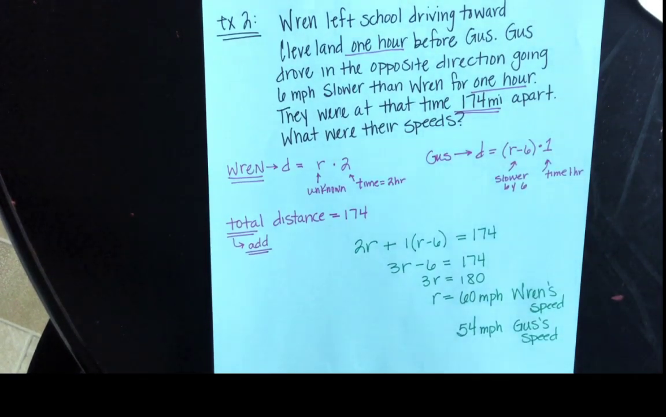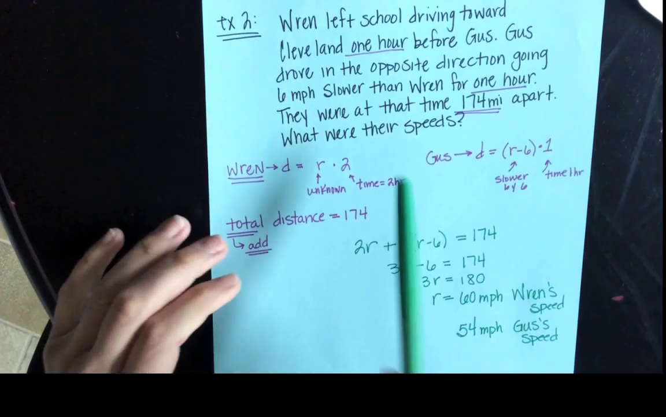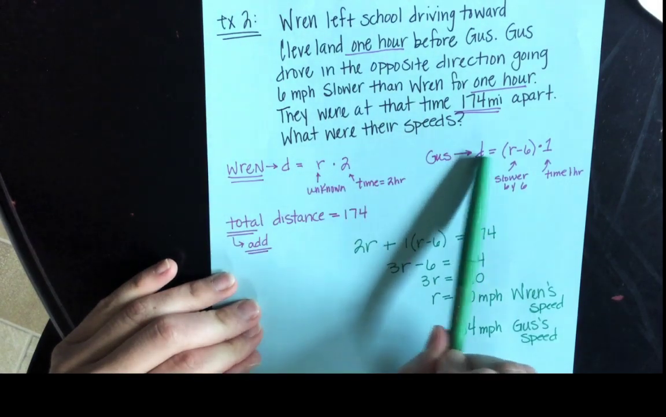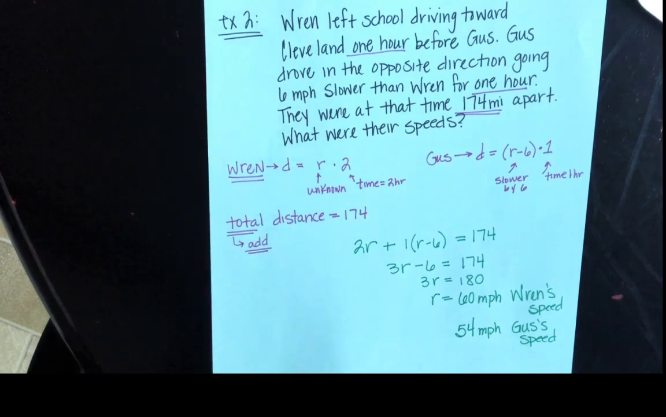So again, looking at what our context clues are, it does tell us how we're going to set this up. We're still working with distance equals rate times time, distance equals rate times time, and then we end up with our total distance, telling us to add them together.